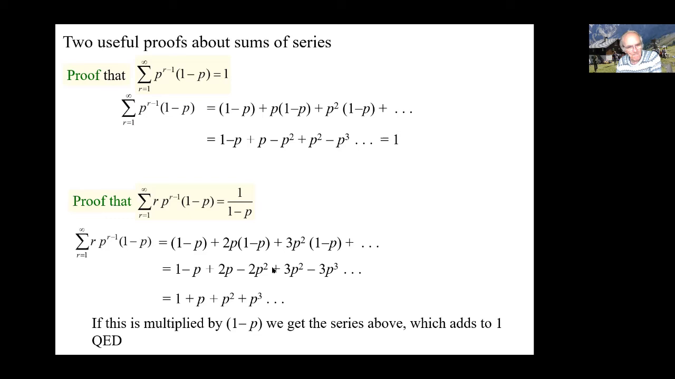Multiplying out these brackets, we get this. The terms don't cancel each other out exactly, but they come to 1 plus p squared plus p cubed. Now, if we multiply all of these by 1 minus p, we get the series up here, which came to 1. So that proves that this sum is 1 over 1 minus p. A very simple result from summing an infinite number of terms.